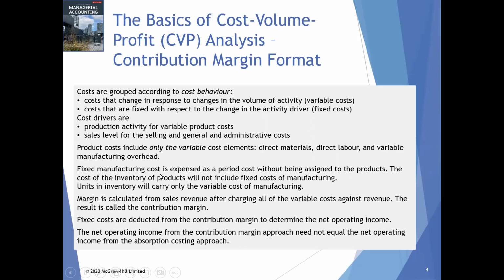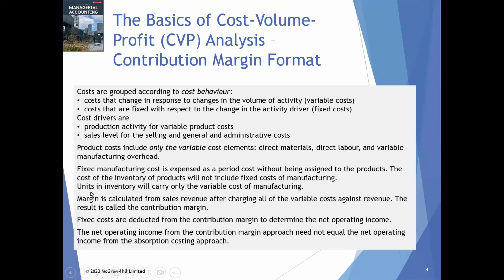Fixed manufacturing cost is also an expenditure, and it is expensed as a period cost without being assigned to the product. So we are not going to assign this cost to the product. We are not going to calculate it. We are not going to subtract it. The cost of inventory of the product will not include the fixed cost of manufacturing.